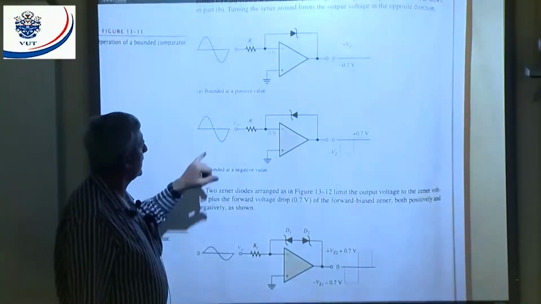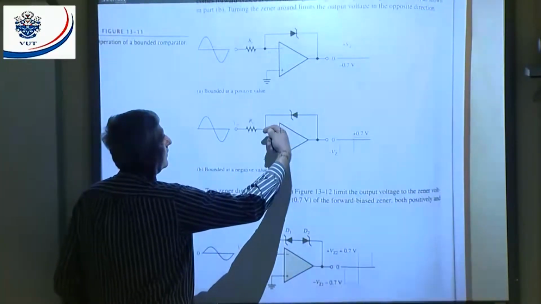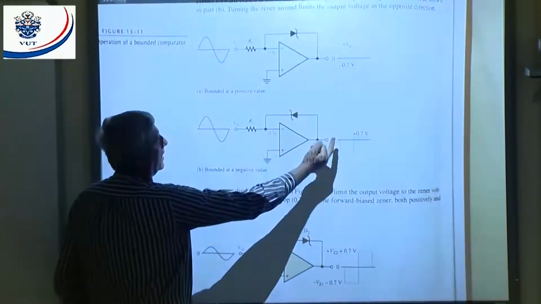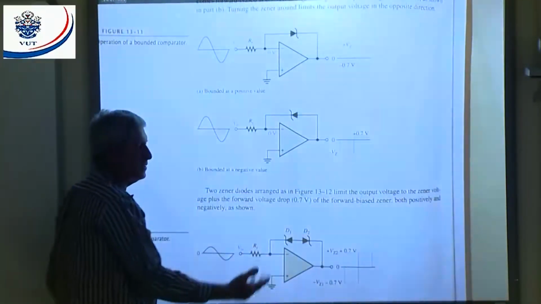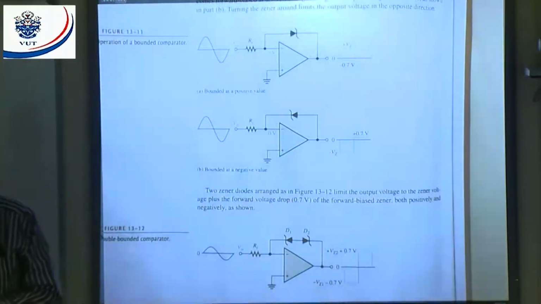For the negative cycle, the current's going to flow in that direction. That current's flowing in that direction. 0 volts there. The output must go positive to what value? 0.7 volts, because the Zener diode is forward biased.